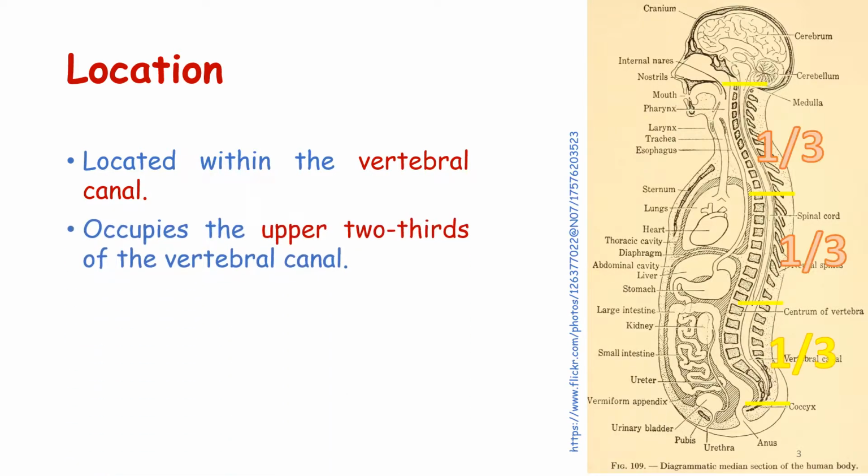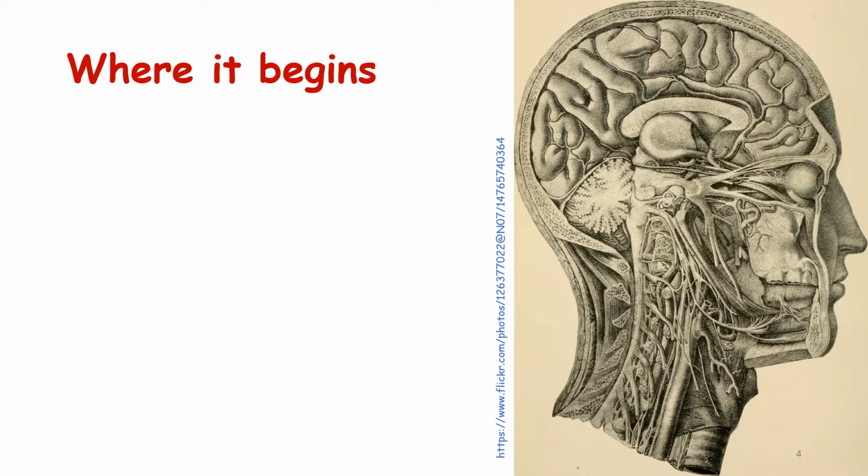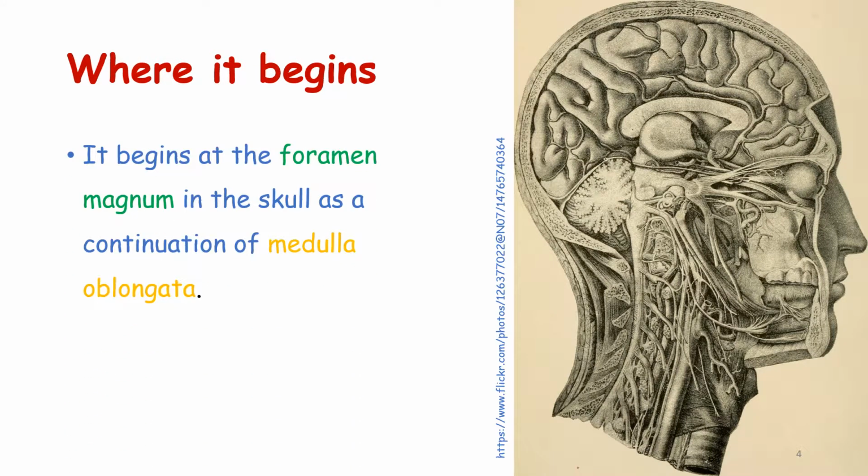Spinal cord is the part of central nervous system that is located within the vertebral canal. It occupies the upper two-thirds of the vertebral canal. It begins at the foramen magnum in the skull as a continuation of medulla oblongata of the brain. This continuation of medulla oblongata acts as a support from above.